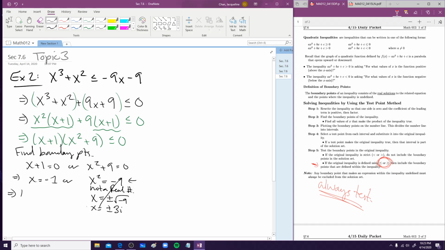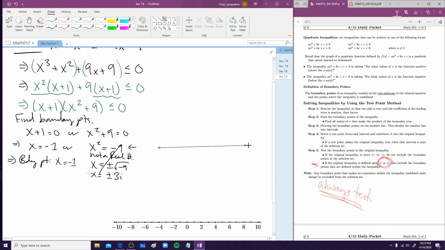So what is our boundary point? Our boundary point is when x is equal to negative 1. In this case, we just have one boundary point, so we're still going to plot it. Luckily, one good thing about having one boundary point is one less interval to look at, and you don't have to worry about which numbers you plot first and where they go. So this one, we just have two intervals that we have to test.